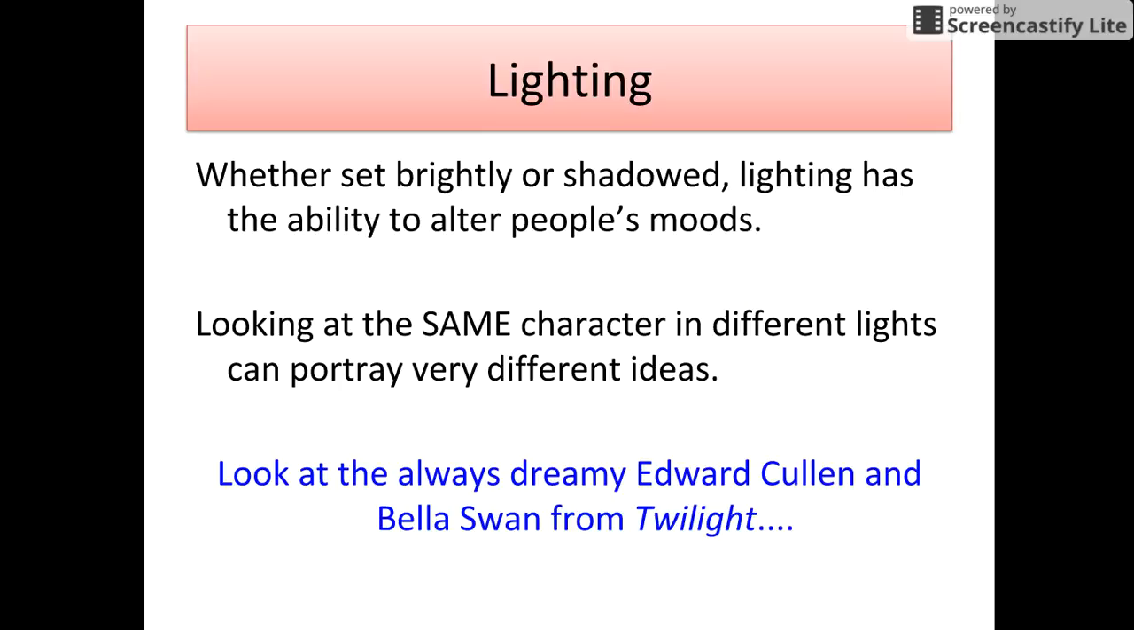Okay, the next technique that we're going to talk about is lighting, also very important in photography. So whether a photograph is set brightly or shadowed, lighting has the ability to alter people's moods greatly. So to illustrate this, I'm going to look at the same characters in two different lights, and hopefully we can see that the lighting really portrays different ideas in each of the pictures.